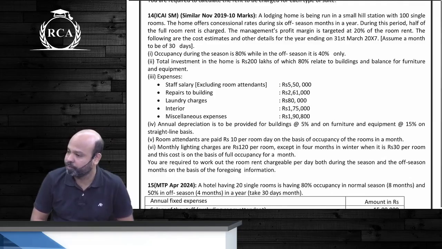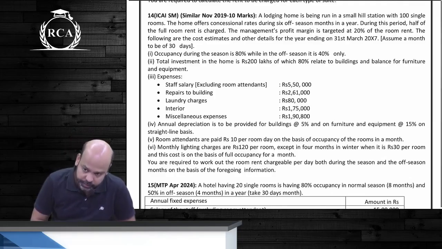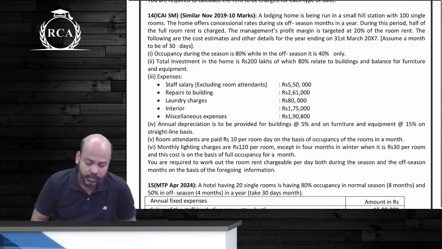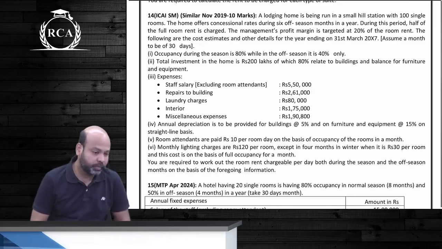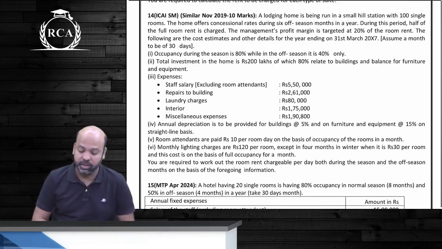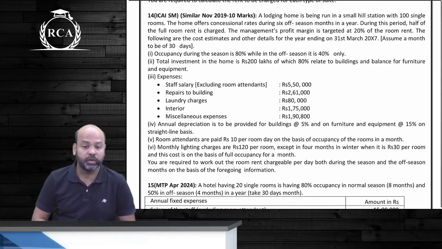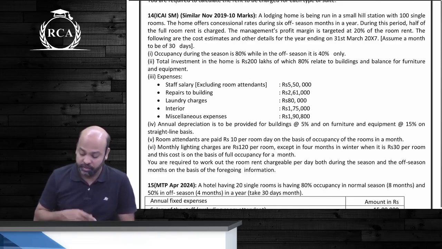Are we clear? Is it understandable or not? 120 rupees per room means 4 rupees per day, guys. 30 rupees per room means 1 rupee per day. You can directly multiply like that. But the question here, beta, is, we know that for 6 months, beta, 80% of the rooms are occupied, and for the remaining 6 months 40% of the rooms are occupied. In which season does this winter fall?